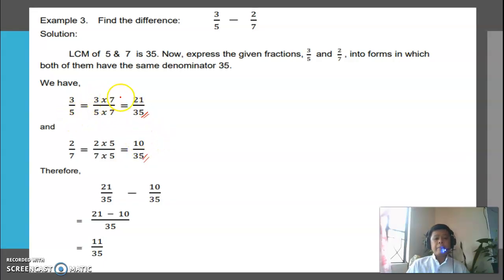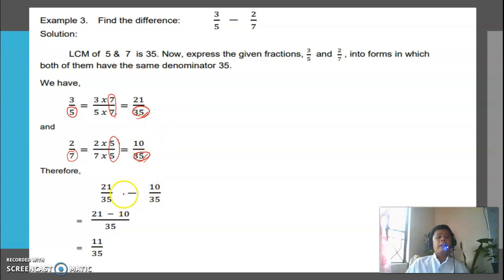So, ang 3 times 7 ay 21, tapos 5 times 7 ay 35. Ang 2 times 5 ay 10, at ang 7 times 5 ay 35. Again, saan nakuha itong 7 na to? Sa kabila dito. Saan naman nakuha yung 5 na to? Bakit 5? Para dito naman yan. Ang ending niyan kasi, magkakamukha sila ng denominator.